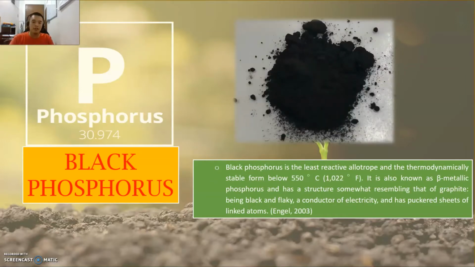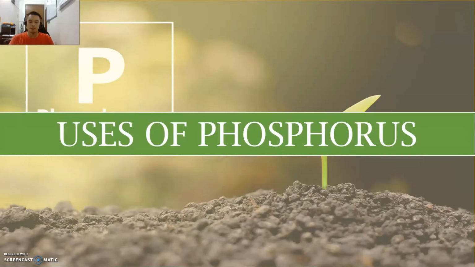Lastly, black phosphorus. It is the least reactive allotrope and the thermodynamically stable form below 550 degrees Celsius. It is also known as beta metallic phosphorus and has a structure somewhat resembling that of graphite. So as you can see the pattern, it starts from white phosphorus, and as you add more heat and more time, it changes into different colors, where each color represents different uses of that certain phosphorus.